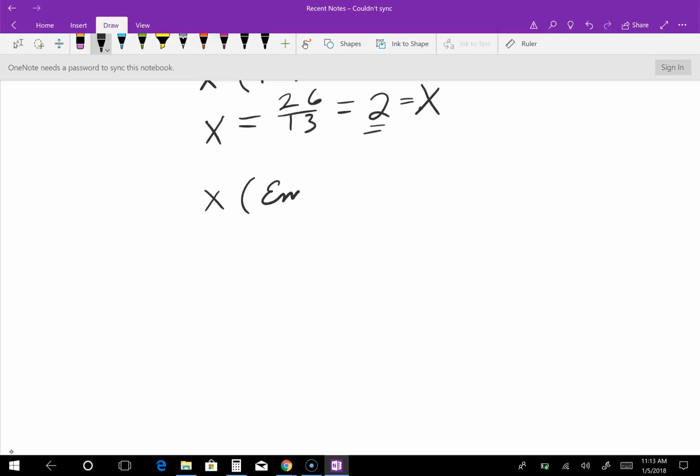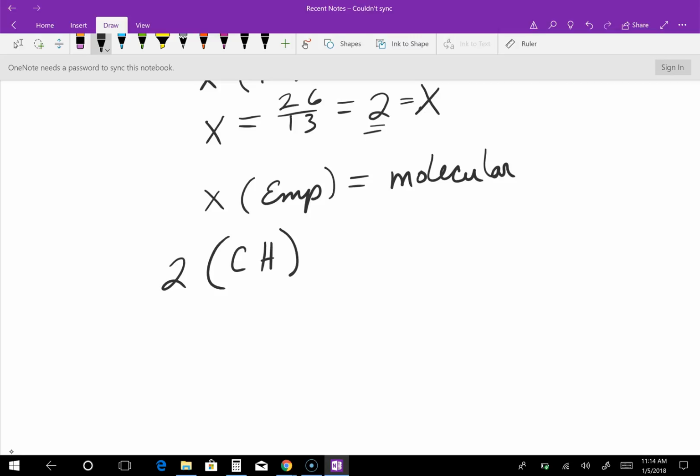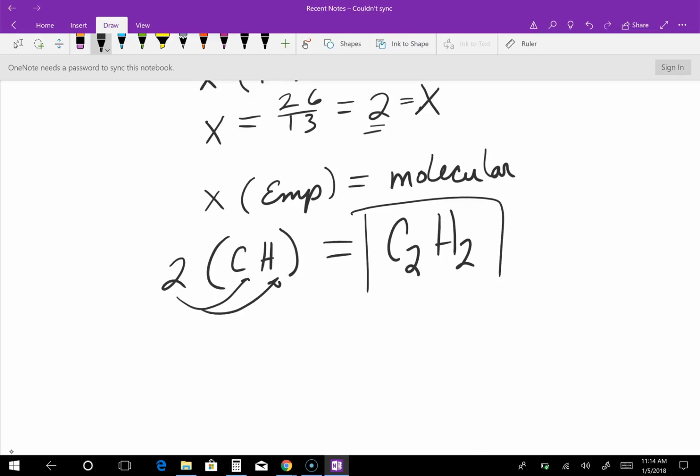Now we can take the same equation again. X empirical equals molecular. We're going to use the factor 2 that we solved for and put the empirical formula in. And then we will distribute to the C and the H, and we'll get C2H2 as the final answer.